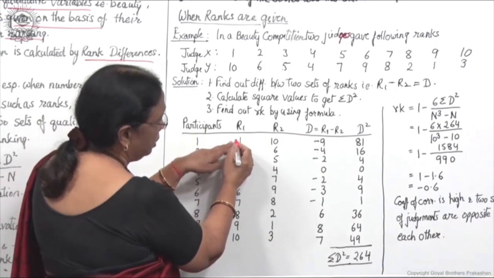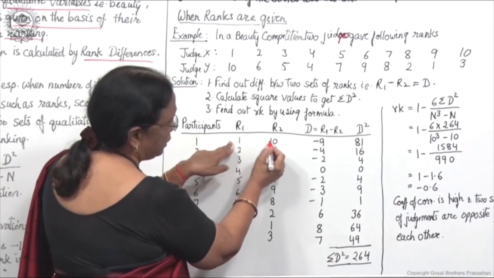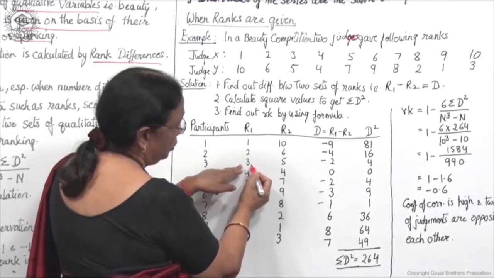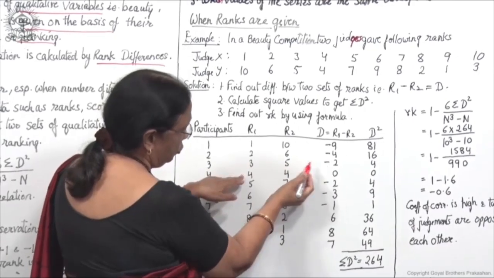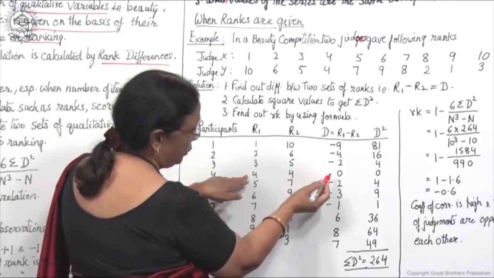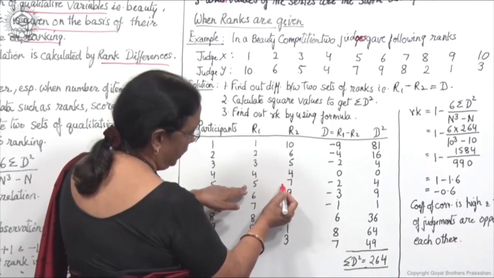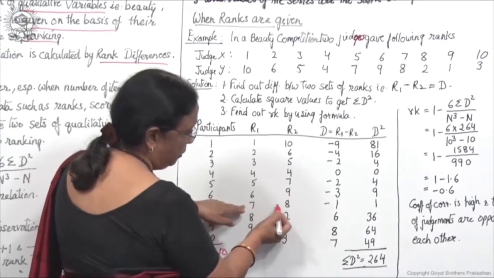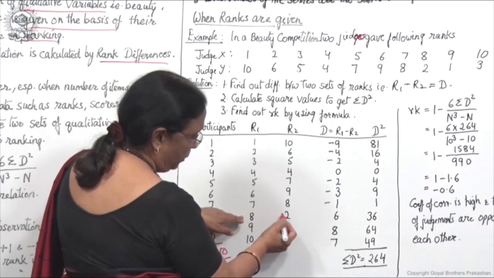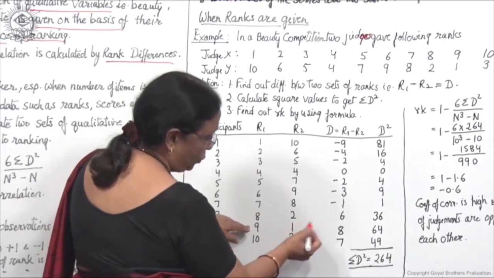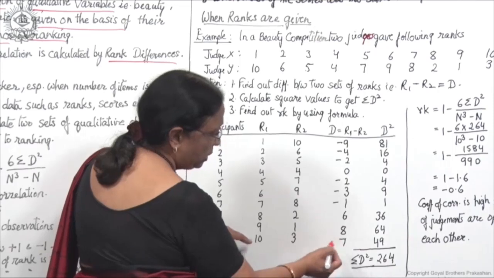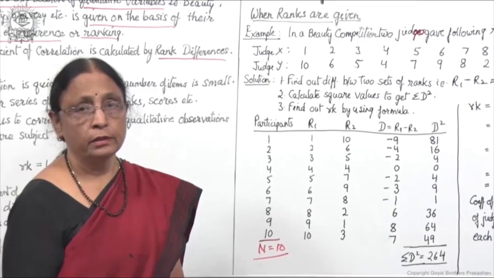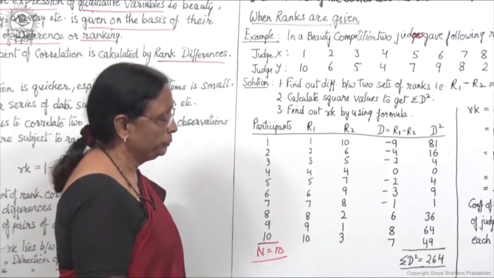Now next step is calculate D, that is R1 minus R2. This is R1, this is R2. 1 minus 10 is minus 9, 2 minus 6 is minus 4, 3 minus 5 is minus 2, 4 minus 4 is 0, 5 minus 7 is minus 2, 6 minus 9 is minus 3, 7 minus 8 is minus 1, 8 minus 2 is 6, 9 minus 1 is 8, 10 minus 3 is 7. So calculate D in this manner, that is R1 minus R2.